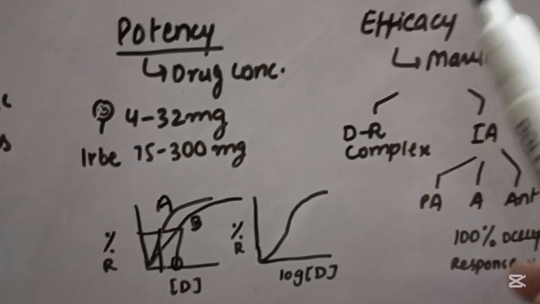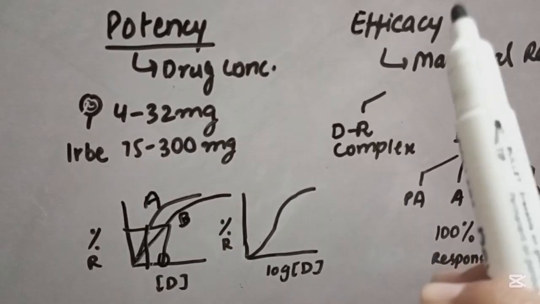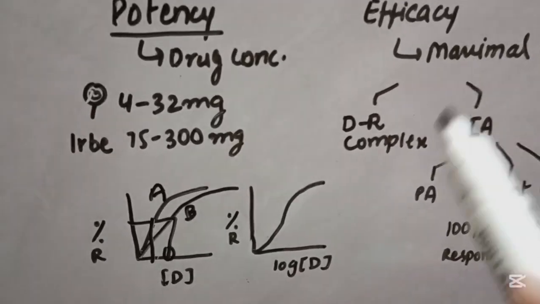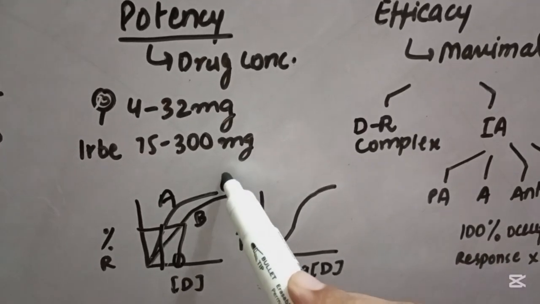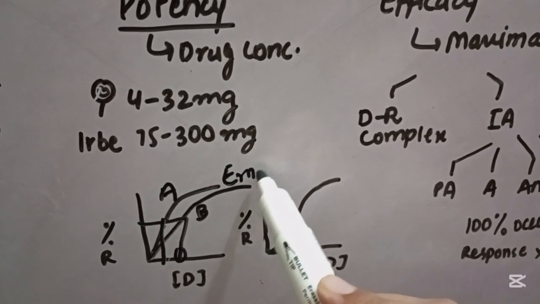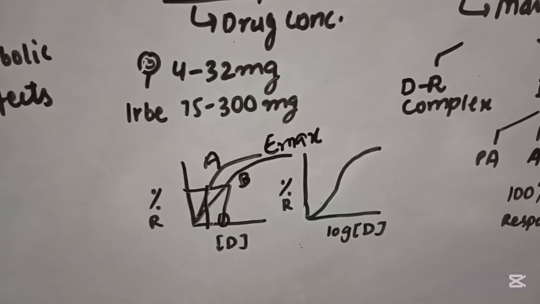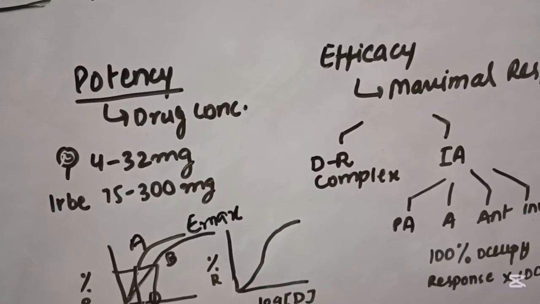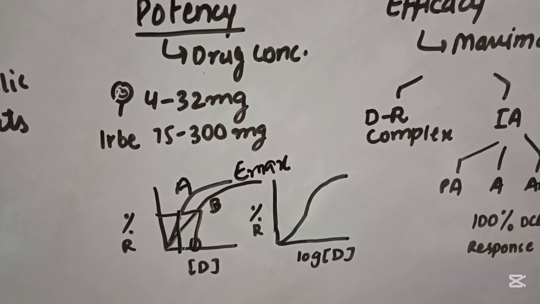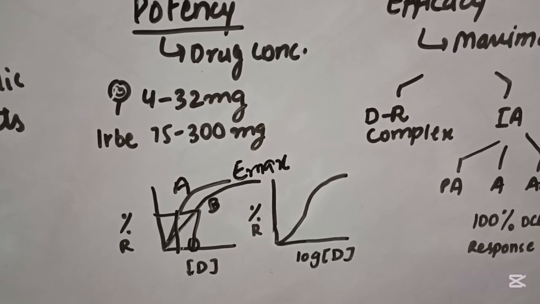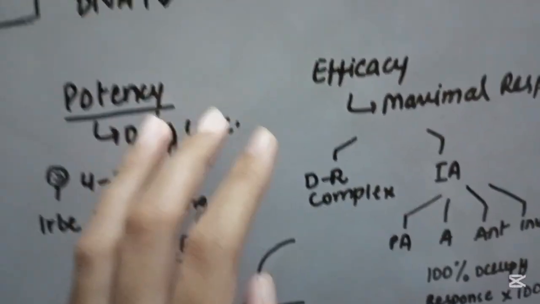Next we have the concept of efficacy. Efficacy is the maximal response, the Emax, the 100% response that occurs here. Here both drugs have the same Emax, but this is not always the case. Maybe the second drug B doesn't have the same Emax, but they have the same potency. That can occur as well, but we are not discussing it right here.